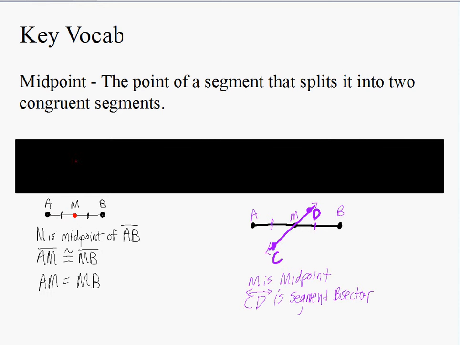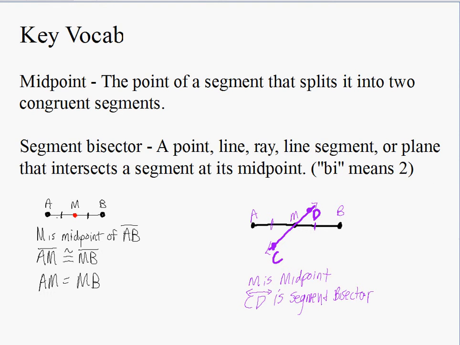The next key vocab would be segment bisector. First and foremost, let's remember, bi means two. So when I say bisector, and let's look at sect, sect means cut. So cut segment into two. Basically this could be any geometric figure as long as it goes in between the segment at its midpoint. That's a segment bisector.